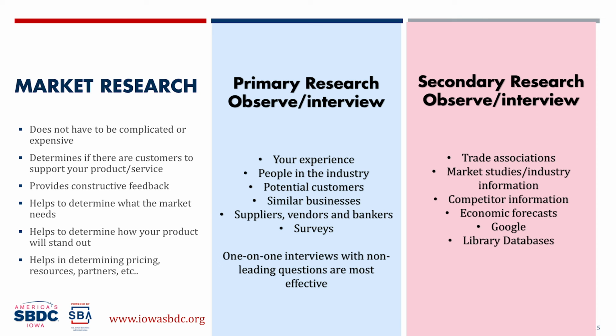Competitor information is totally secondary research. So going and kind of lurking on their websites, totally being comfortable with going and looking and seeing what they're doing. How are they wording things? How are they getting so high up on a Google search?